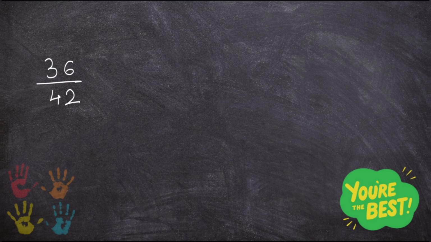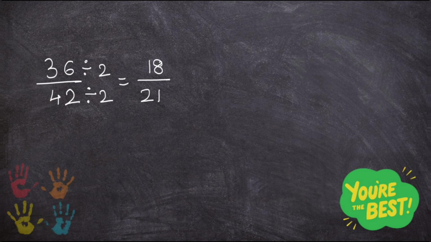How to do it? Whenever you see a fraction, you see with which number both numerator and denominator get divided. You can see both 36 and 42 are divisible by 2, right? So go ahead and divide by 2. Done. When you divide, what you will see? You will get the answer as 18 upon 21.